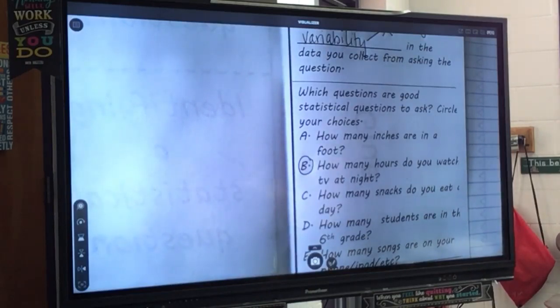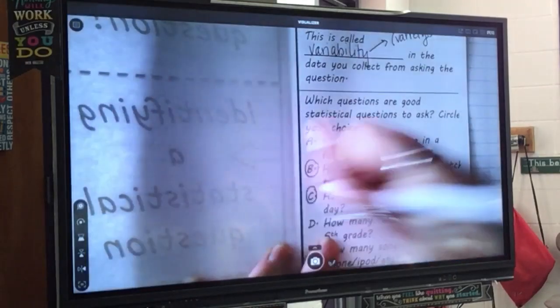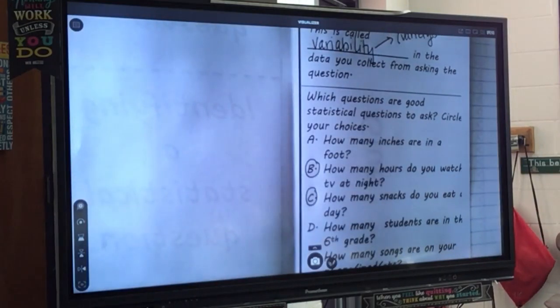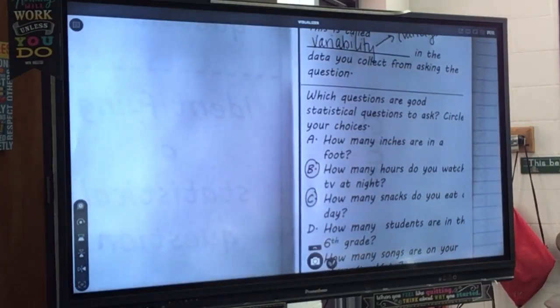All right, so why do we say that this is a statistical question? What makes us think that? Willie? Because it varies from person to person. Right, it varies from person to person. Some days you might eat 1, some days you might eat 0, some days you might eat 6. Just really depends on what mood you're in, right?